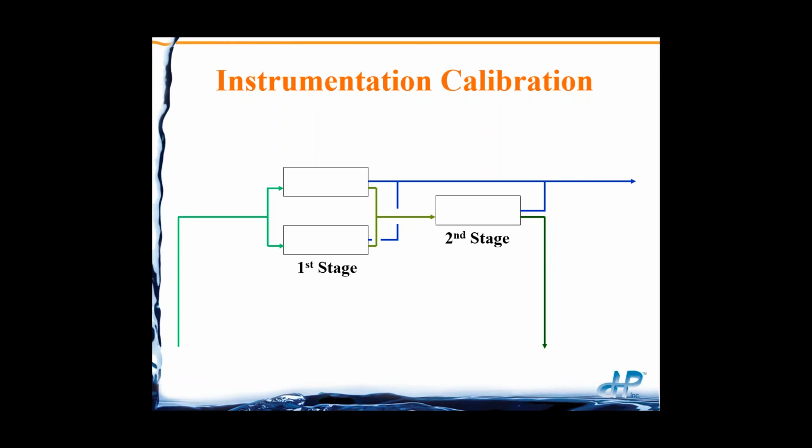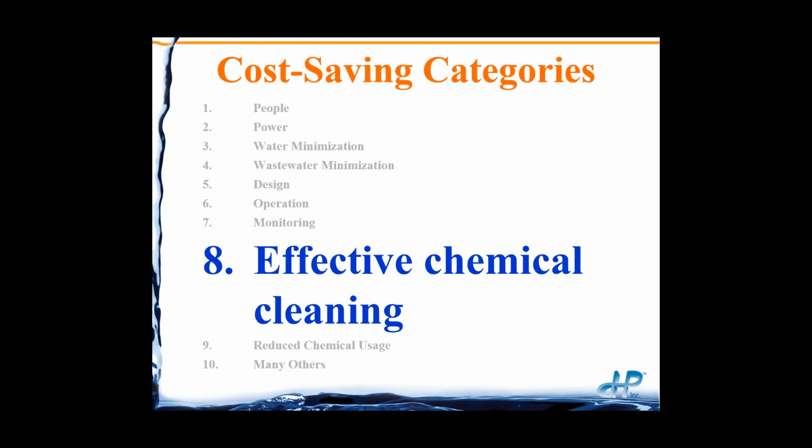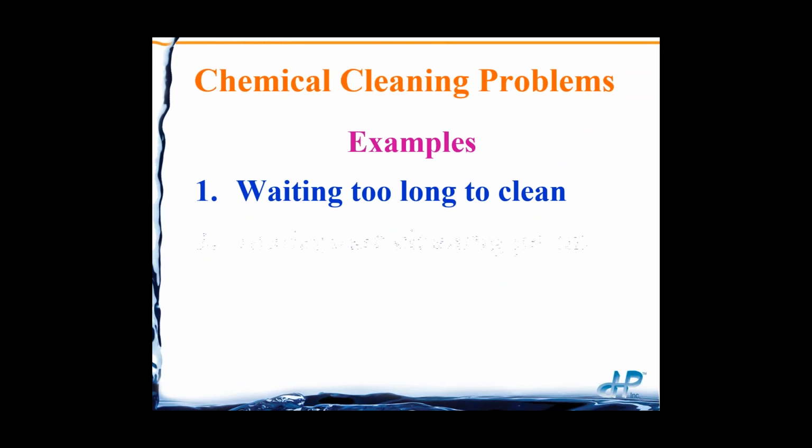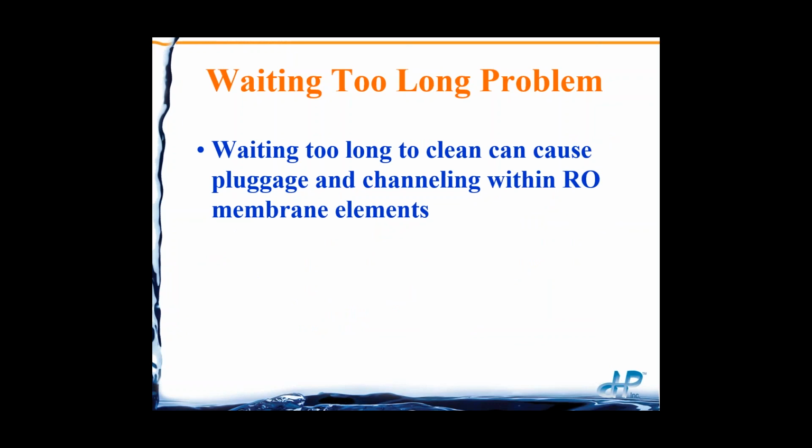And then lastly, instrumentation calibration. That can be very cost effective, because we are relying, especially for our scaling and fouling potentials, on these instruments, so we need to make sure that these are calibrated. And then the next area is chemical cleaning. The three problems that I see more often than any others are waiting too long to clean, too small of a cleaning pump, and not cleaning back to new or near new performance.